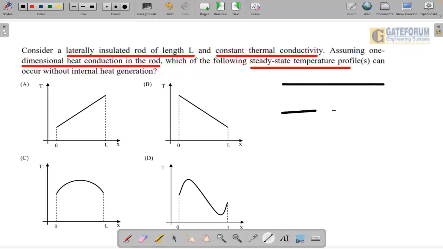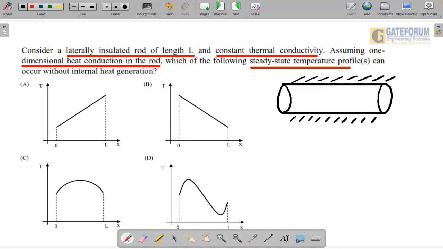Suppose this is the rod, okay, this is the rod, and this is your insulated surface. Okay, and the one dimensional profile is there. Heat is transferred in this way, and it is coming out in this way. So therefore, for one dimensional, you know very well there is no heat generation in this. Therefore, d2T by dx square is going to be 0.